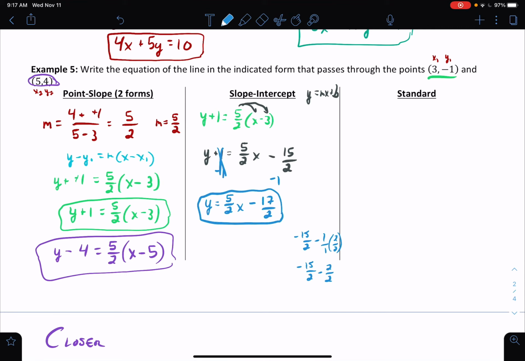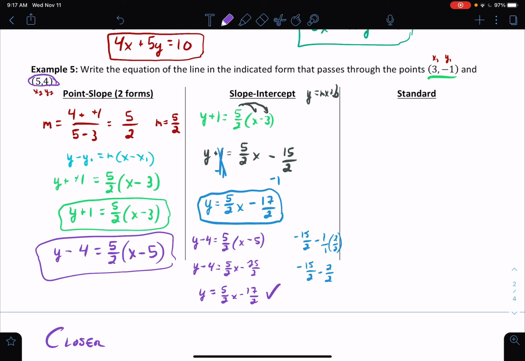Okay, I can check that I made sure that I did this right by using the other point slope form. Distribute, so I get y minus 4 equals 5 halves x minus 25 over 2. If I add 4 to this, I'll get y equals 5 halves x minus 17 over 2. It matches, that way I know I did this right. This is my correct slope intercept form.